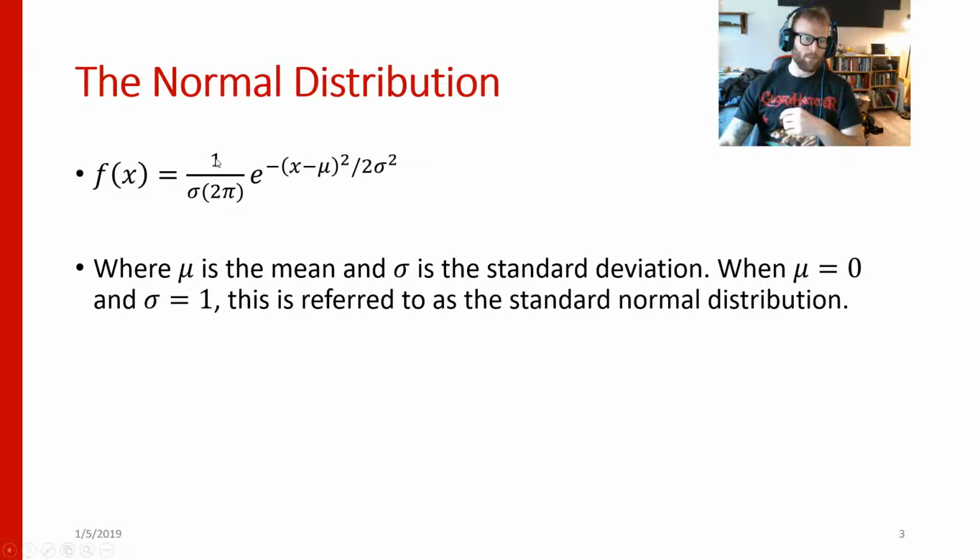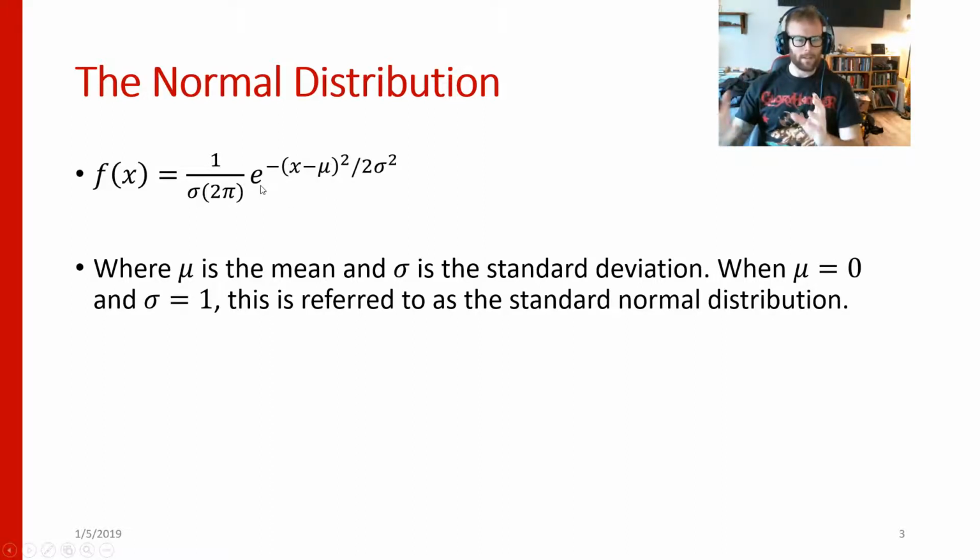So the first part, we have 1 divided by sigma, which is the population standard deviation, times the square root of 2 pi, which is a constant, right? And multiply that ratio times Euler's number, which is a constant, raised to the negative x minus mu. So x, again, is the value that we're plugging in. Mu is the population mean. We're squaring that difference and then dividing it by 2 times the square of the standard deviation, or 2 times the population variance.